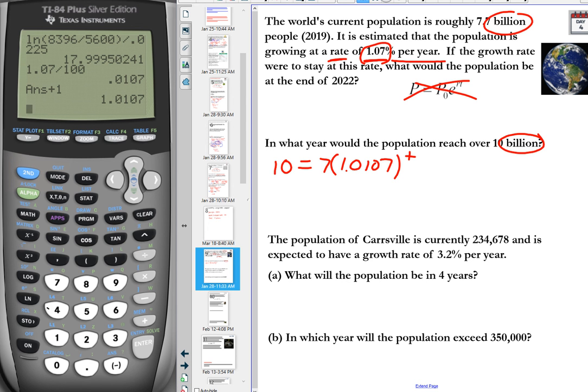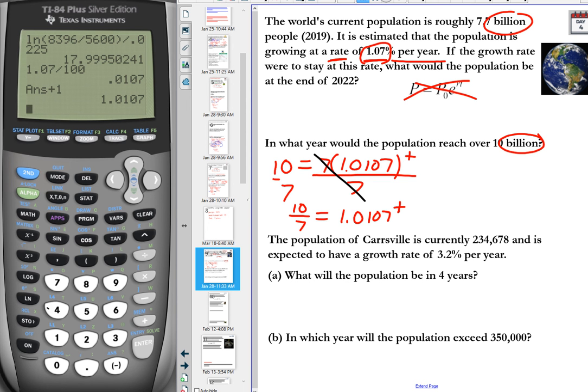First step would be divide by 7. 10 divided by 7 is going to be an ugly looking decimal, so I'll just leave it as a fraction. How do I get rid of a base of 1.0107? Unless you have a fancy calculator, your calculator does not do bases of 1.0107. So you're going to have to change the base.